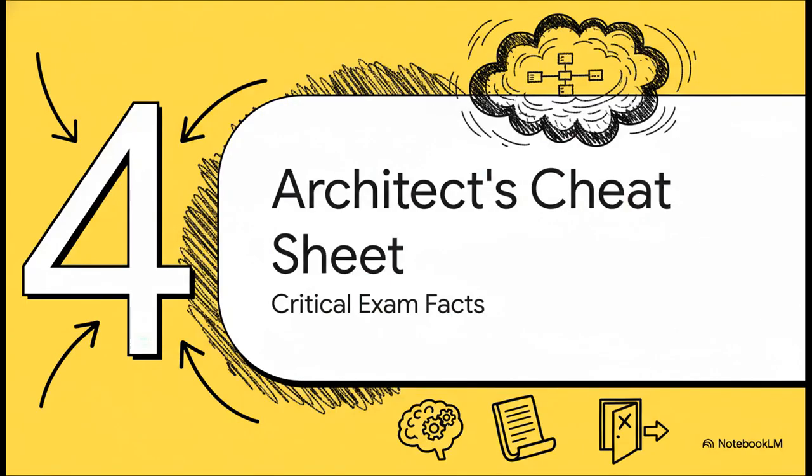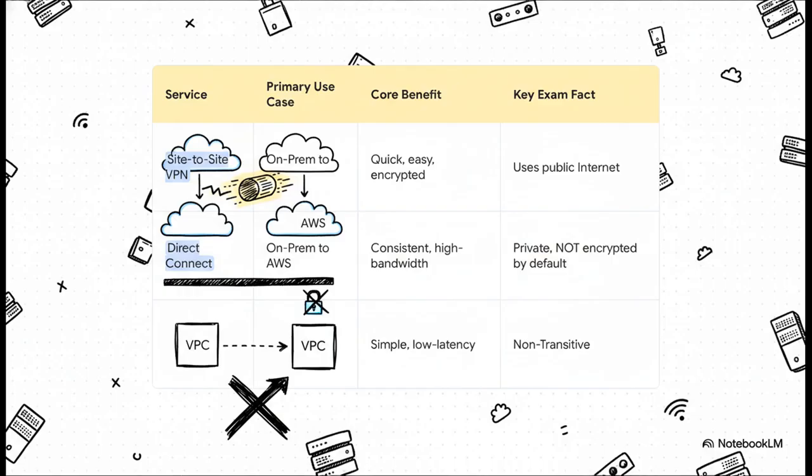All right, let's bring it all home. Time to consolidate everything we've just learned into a rapid-fire review. This is your final cheat sheet to lock in these concepts before you walk into that exam. This table right here, this is your ultimate study guide. For connecting your office to AWS, you've got VPN for quick and encrypted, and Direct Connect for high-performance private lines. For connecting your VPCs together, peering is simple for one-to-one. But when you need to connect a whole bunch of them at scale, Transit Gateway is your go-to hub-and-spoke solution. Burn these facts into your brain.